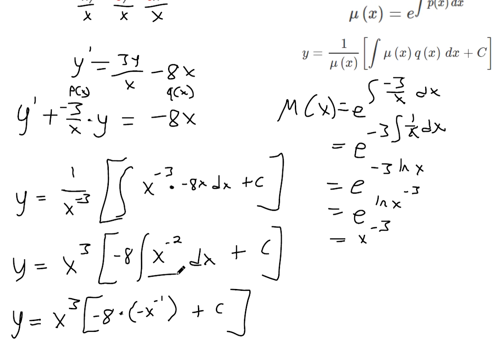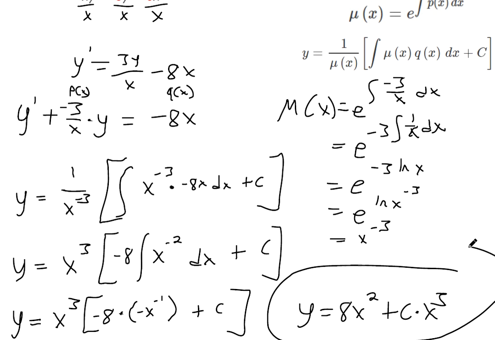Okay, if you have trouble with that antiderivative, it's the power rule happening in reverse there, so the power increases by 1. That's x to the negative 1st, but it needs to have the negative on the outside so that if you were to take the derivative, it turns back into this. Okay. So cleaning up a little bit more, we can distribute that x to the 3rd to everything in here. So negative 8 times negative 8 makes a positive 8. That's 8x squared. And then x to the 3rd times c makes c times x to the 3rd. So there's our general solution.